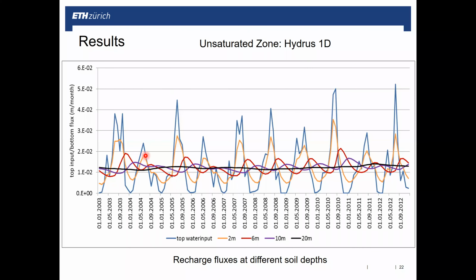So from this, we can easily observe these peaks. With the increase of the soil depth, the peaks are also damped and delayed. That means the soil column will damp and delay the water movement from precipitation and irrigation. And at a depth of 20 meters, the dynamics are not as dominant as at a depth of 2 meters, but you can still observe them.